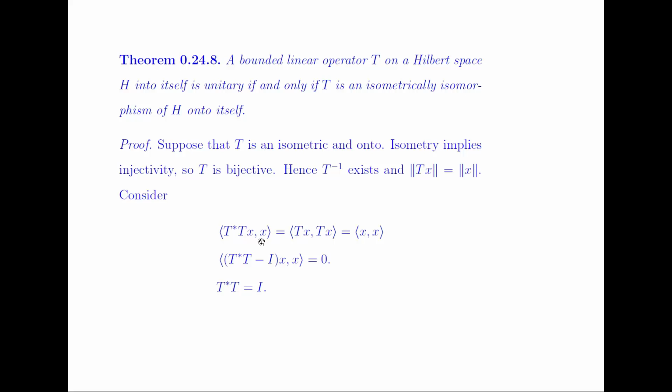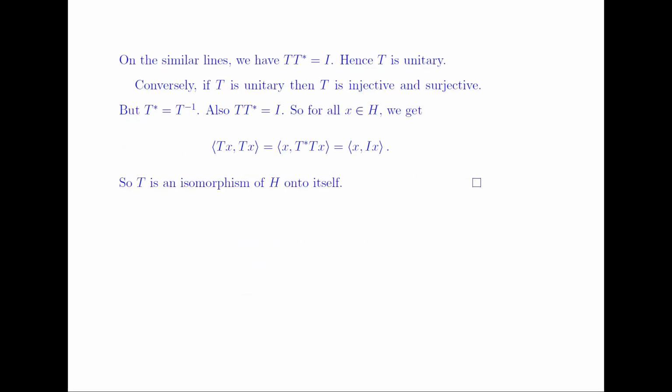So this means that we have equated the first and the last inner products. We can say that the inner product of T star T x comma x is equal to the inner product of identity x comma x. This can be written as the inner product of (T star T minus I) x comma x, which is equal to 0. So T star T minus I is equal to 0. So we can say that T star T is equal to I. Similarly, on the other side, we can say that T T star is equal to I. Hence T is unitary.